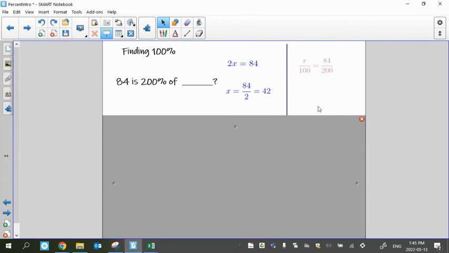In our other method, we set up the same way, x to 100. We need to find out what is 100 if 84 is 200%. Again, we don't need any decimals here. We just write what we have in terms of percent. And then we multiply both sides by 100 and arrive at our answer 42. 84 times 100 divided by 200.